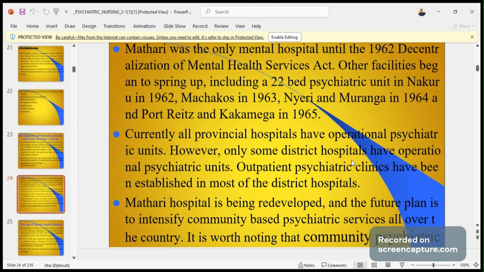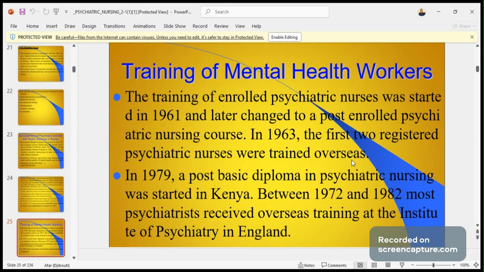Then we have the Decentralization of Mental Health Service Act. Other facilities began to spring up, including a 22-bed psychiatric unit in Nakuru in 1962, and then Machakos in 1963, Nyeri and Murang'a in 1964, and Kisumu and Kakamega in 1965. So currently, all provincial hospitals have operational psychiatric units. However, only some district hospitals have operational psychiatric units. Outpatient psychiatric clinics have been established in most of the district hospitals, and Mathari Hospital is being redeveloped. And the future plan is to intensify community-based psychiatric services all over the country.